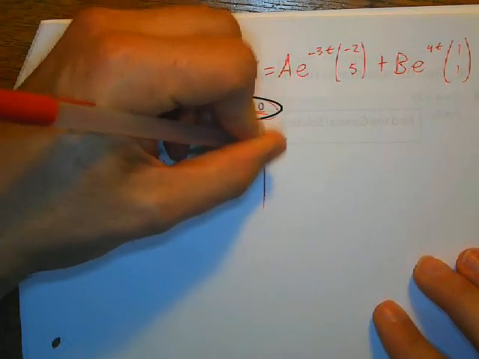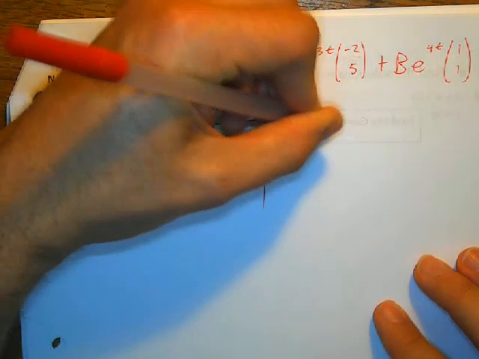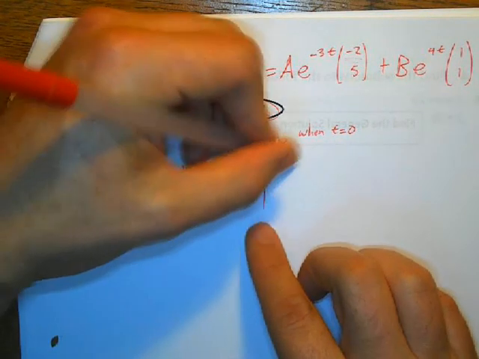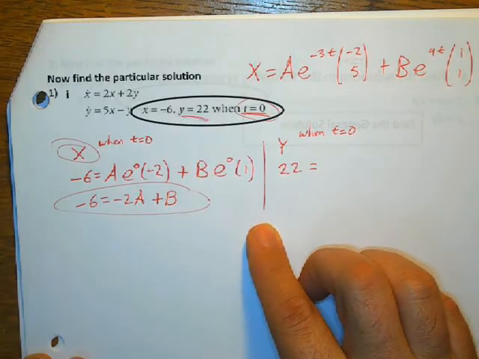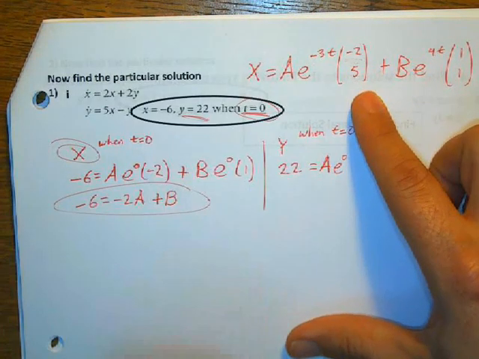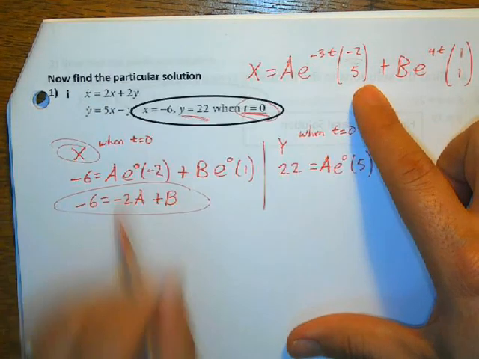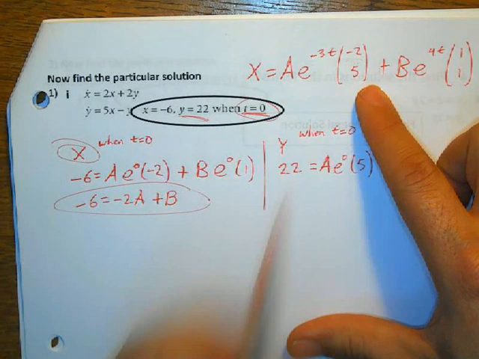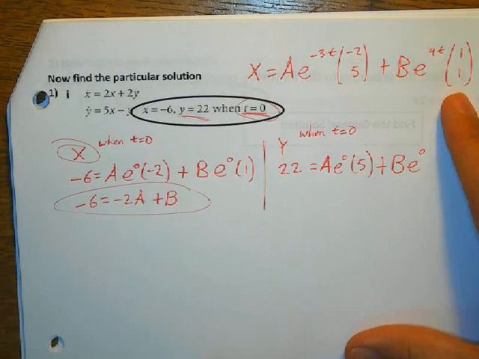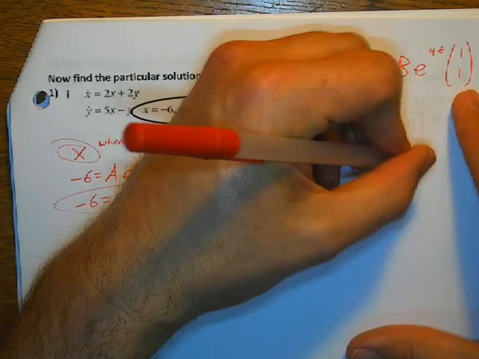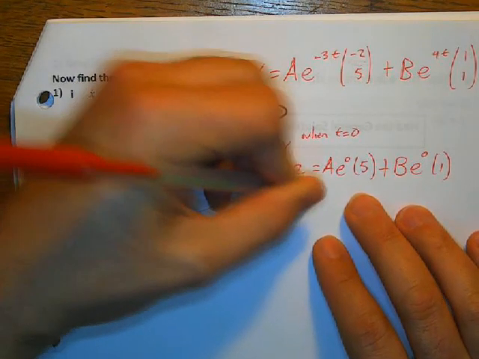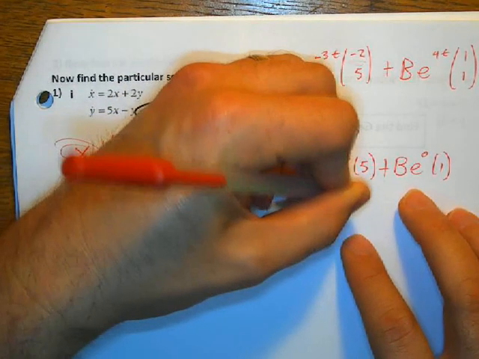Okay. Now, for y, when t equals 0, the y value is 22, so I've got 22 equals a e to the 0 times 5, because we're solving for y, and the y value is 5, plus b e to the 0, and the y value here is 1. Okay, so let's make this look a little prettier. We've got 22 equals 5a plus b.